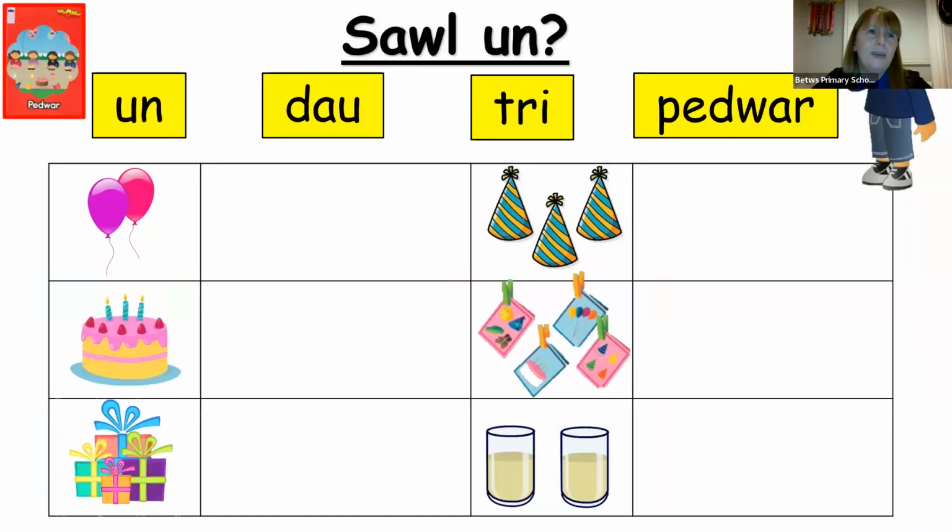Down in reception with the red books, these are easy activities. This is pedwar, so just counting 1, 2, 3, pedwar. You can cut out the numbers and stick them on, or write them, copy and write, up to you.